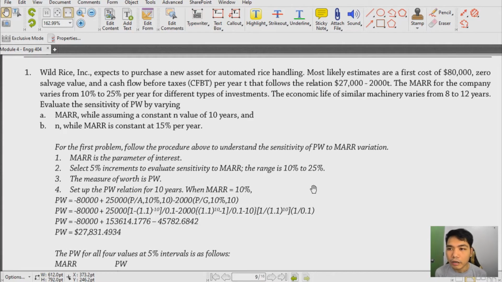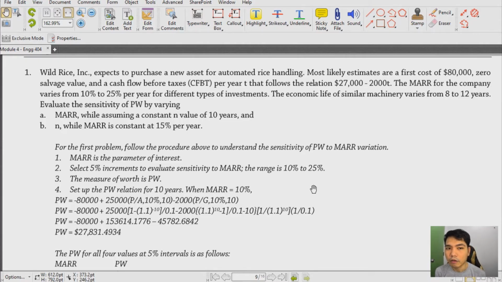And then the MARR for the company varies from 10% to 25% per year for different types of investment. So yun yung ating unang parameter dito kasi siya yung nagva-vary dito, MARR. And then the economic life of similar machinery varies from 8 to 12 years. And then that's the second parameter na pwede natin galawin, the economic life, 8 to 12 years.